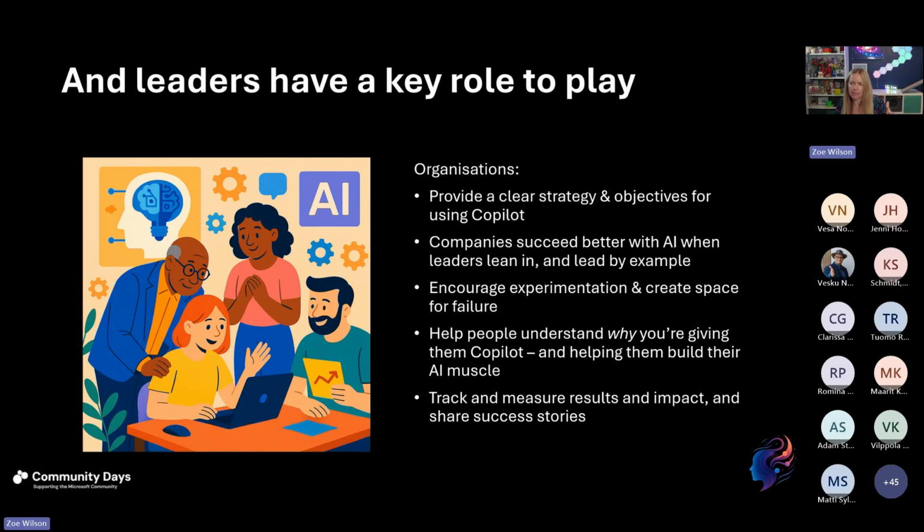So one of the things that's really interesting when helping leaders lead by example is making sure that they actually understand the different ways that it can work and trying to find value really specific to their jobs as well. And then alongside the actual Copilot side of it, it's really important that for Copilot to be successful, there is a clear strategy and objectives. So within the organization, people need to understand why the organization is using it and what they're trying to achieve by using it. And leaders need to create space as well for that experimentation.